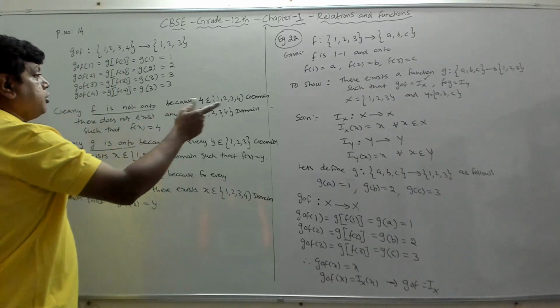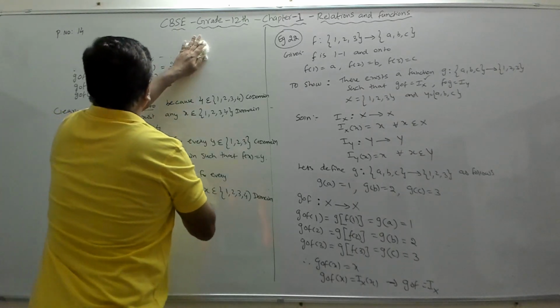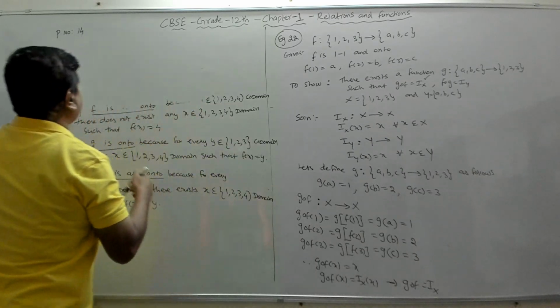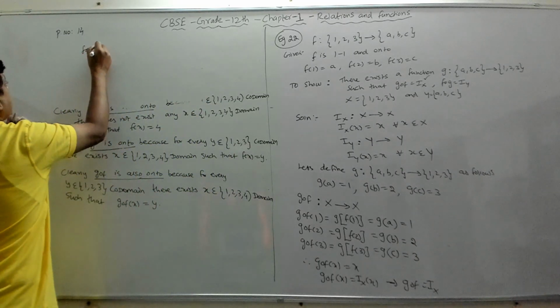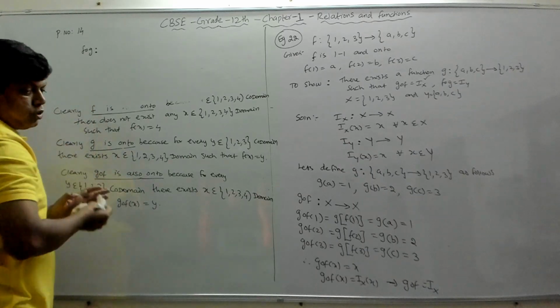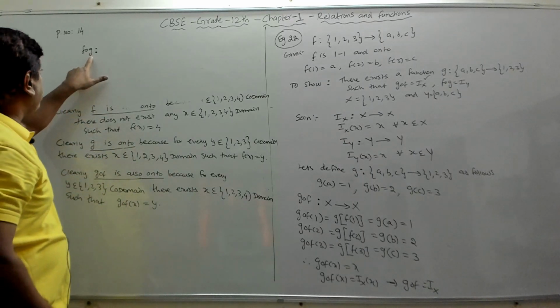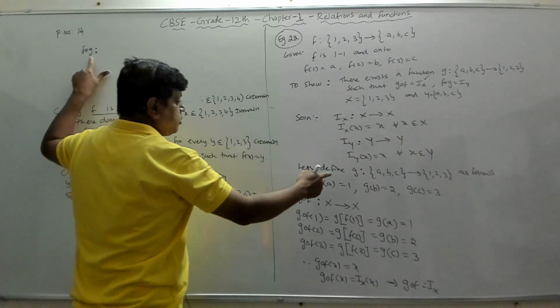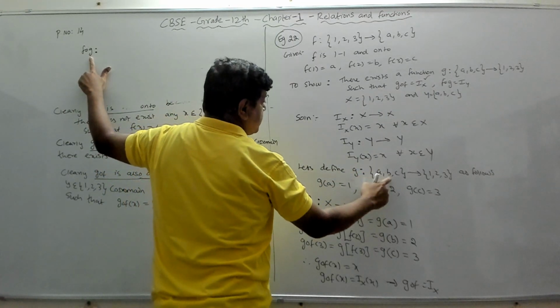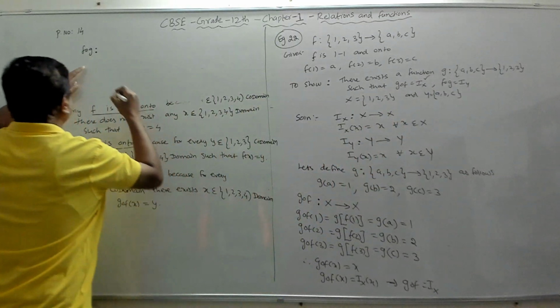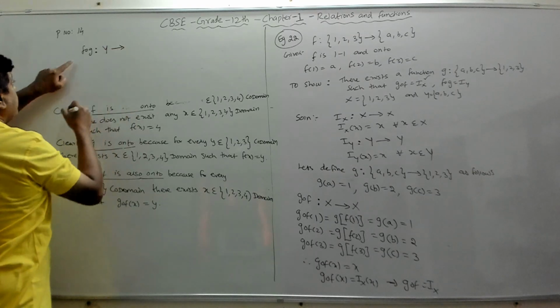The g of f value. So for that, we'll find what is f of g. So what is the f of g function? It is from which set to which set? It should be from the domain of the first set. The first set is G. What is the domain of G? The domain of G is ABC, which is called the Y set. So it is from set Y to the codomain of F.